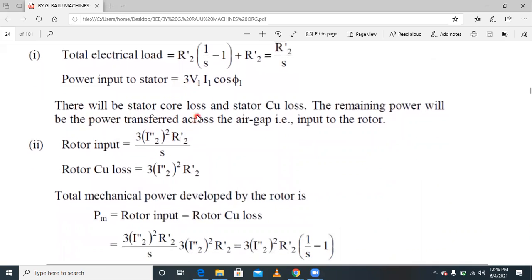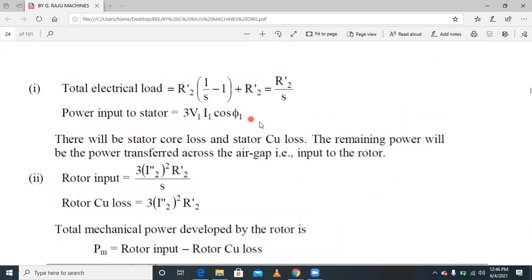There will be a stator core loss and a stator copper loss also. The stator has winding, because of that the stator copper loss takes place, and the stator has a core, that's why there is stator core loss. The remaining power is the power transferred across the air gap, which is called the input to the rotor. Understood?